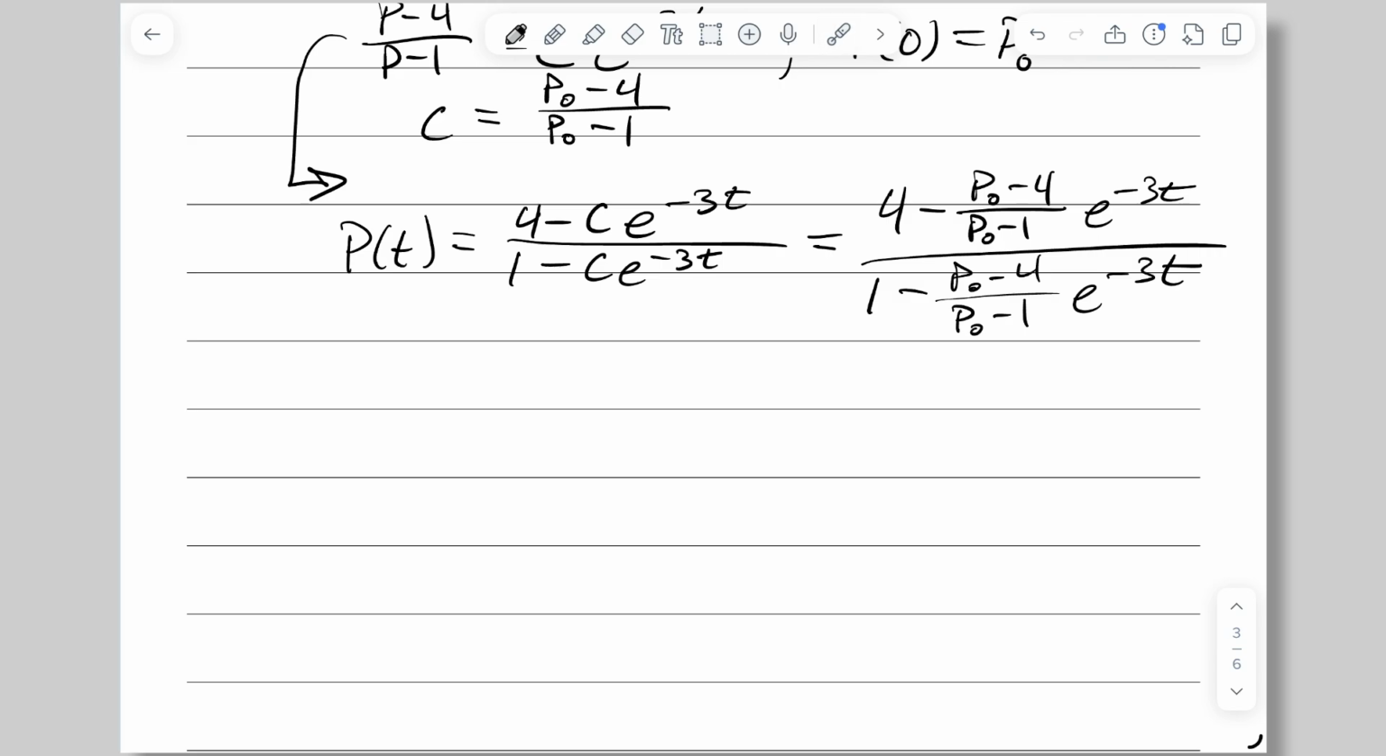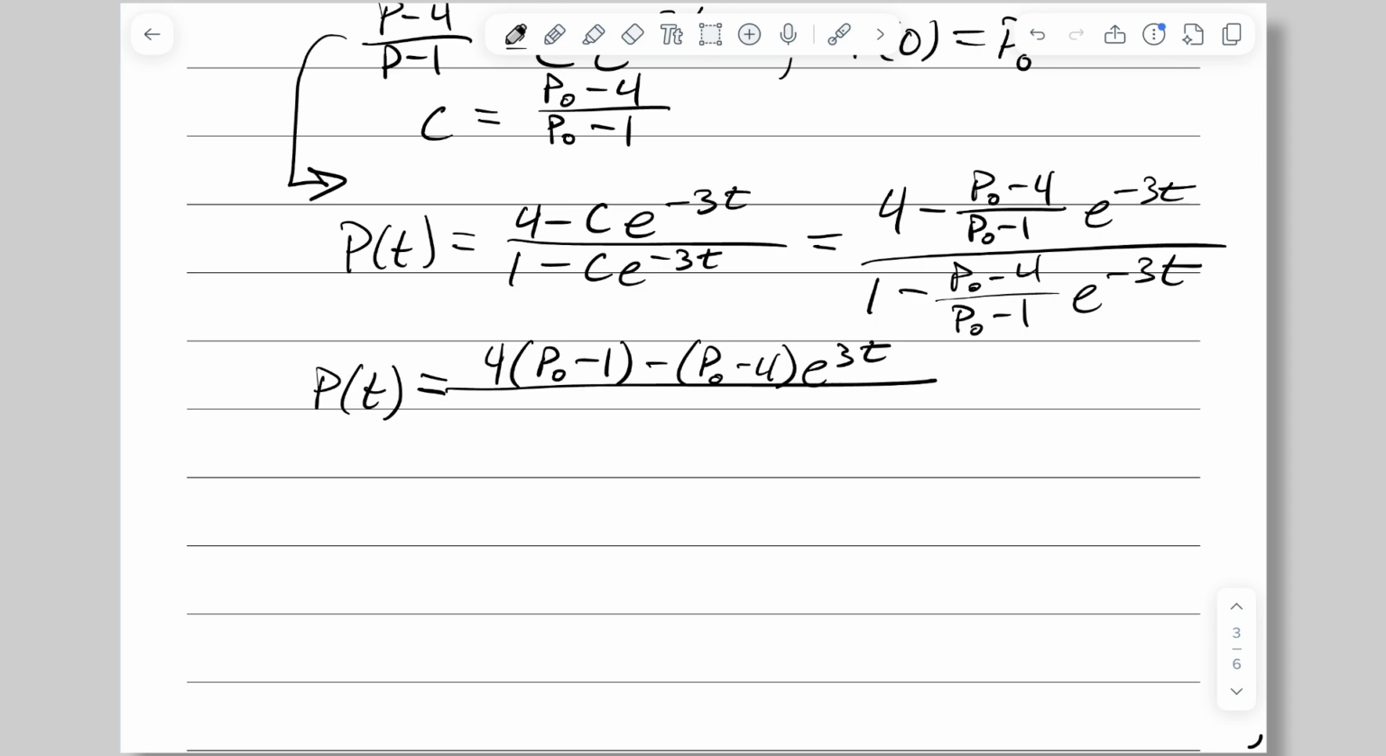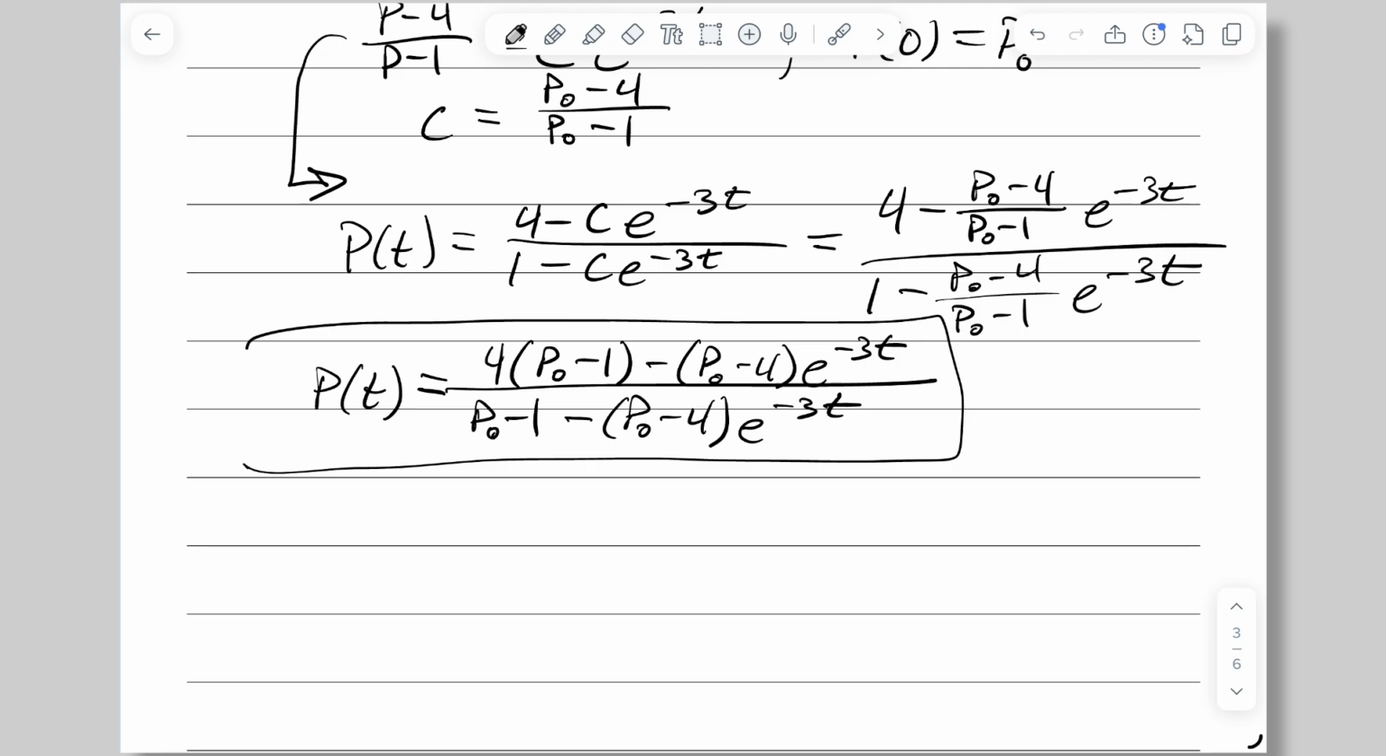Finally, clearing the complex fraction, we get a rather hideous looking function, but it is the solution. P of t is equal to 4 times the quantity (P naught minus 1) minus the quantity (P naught minus 4) e to the negative 3t. That's our lovely numerator. Our denominator is going to be (P naught minus 1) minus the quantity (P naught minus 4) e to the negative 3t. I didn't write down negative 3t in the numerator there. That's the solution to our differential equation.